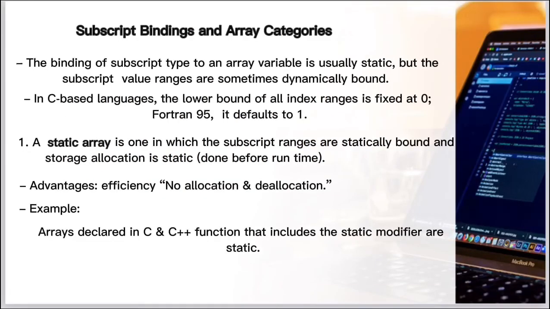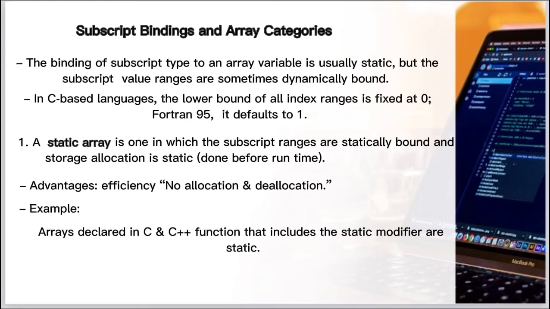Subscript bindings and array categories. The binding of subscript type to an array variable is usually static, but the subscript value ranges are sometimes dynamically bound. In C-based languages, the lower bound of all index ranges is fixed at 0. In Fortran 95, it defaults to 1. There are 5 categories of arrays based on the binding to subscript ranges, the binding to storage, and where the storage is allocated.